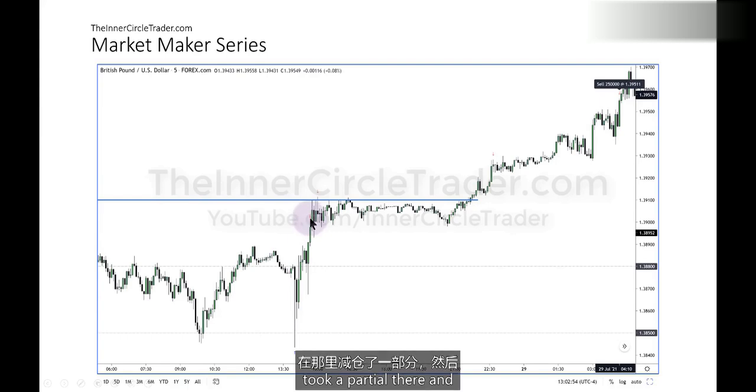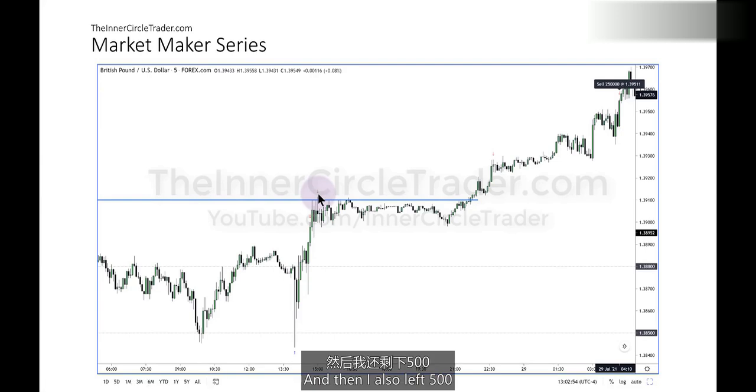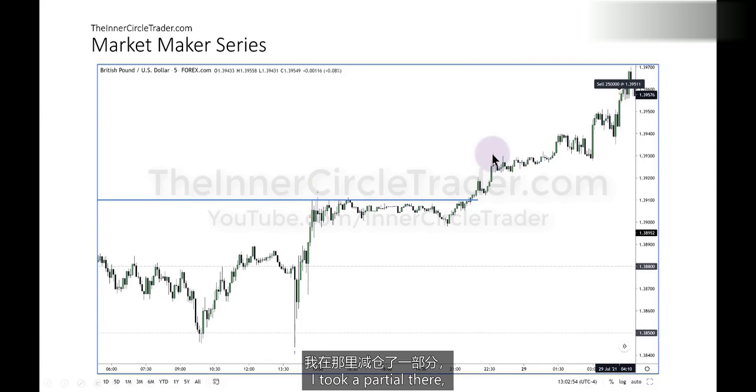Rallied higher. I took a partial there, and I took a partial there. You see this in the recording on my Telegram channel. And then I also left 500,000 leverage on the trade with a limit order at 139.50. I took a partial there. 250,000 came off, and the final 250,000 came off on a limit basis at 139.51 and 1 pipette there.